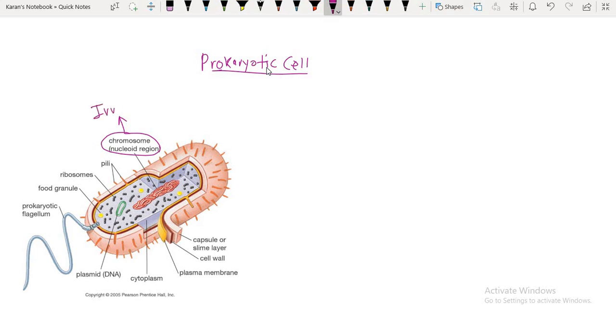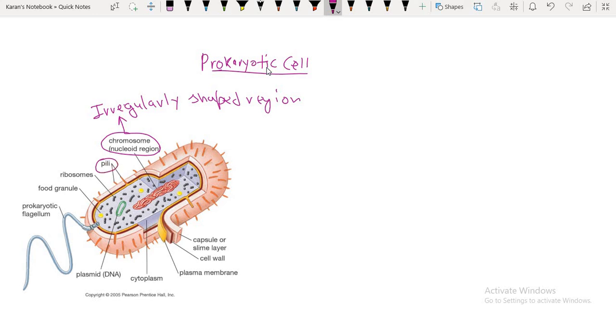This region is an irregularly shaped region, right? This contains most of the genetic material, or sometimes all of the genetic material here, but it is not concentrated, or it is not properly developed. You can say it does not have a well-defined membrane, right?